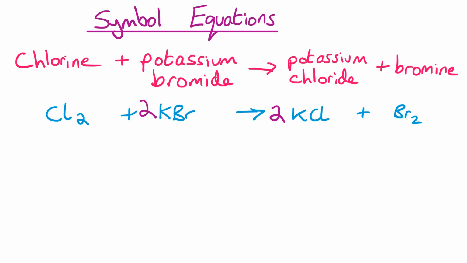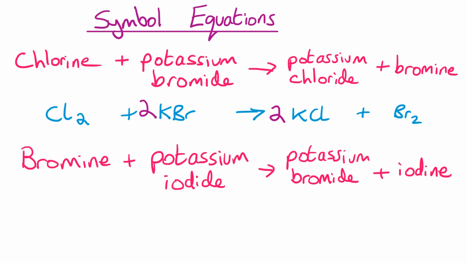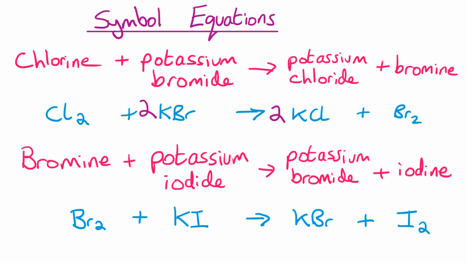We'll do one more example. So, bromine reacting with potassium iodide to make potassium bromide and iodine. So, bromine is Br2 as it's a halogen. Potassium iodide is KI. Potassium bromide is KBr, and iodine is I2. And then we've got 2 iodines on the right, so we need 2 on the left, so we'll put a big 2 there. We've got 2 Brs on the left, so we need 2 on the right, we'll put a big 2 here.